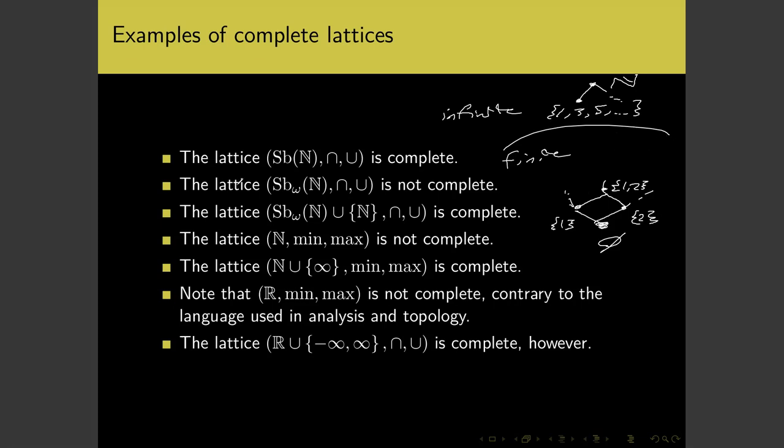So if we only look at those finite subsets of the natural numbers, so everything below the demarcation between the infinite and the finite, then we still have a lattice. It's still closed under taking meets and joins, or intersections and unions in this case.